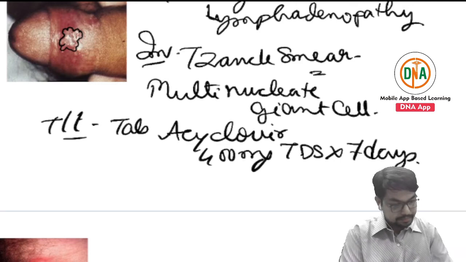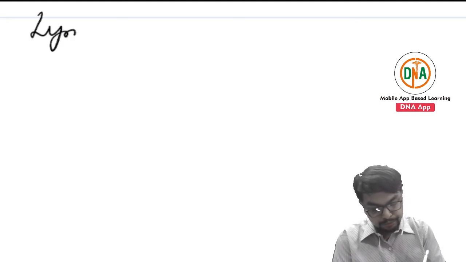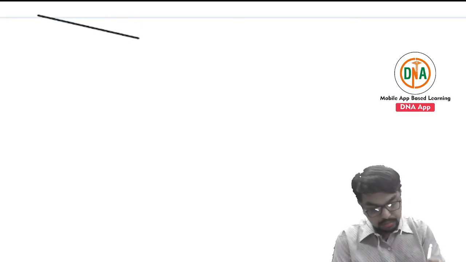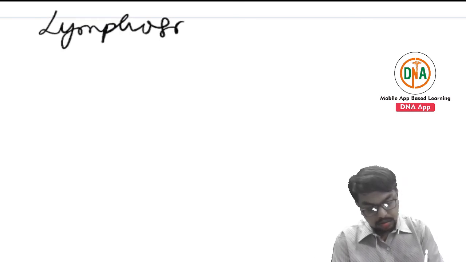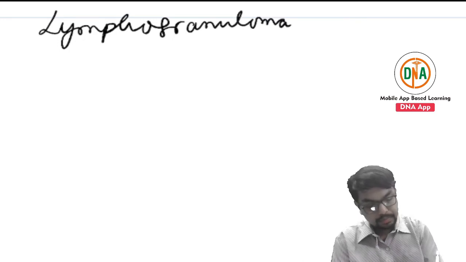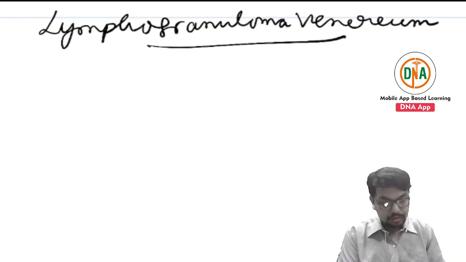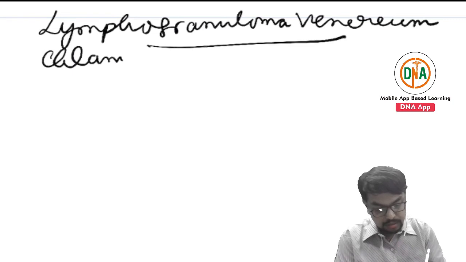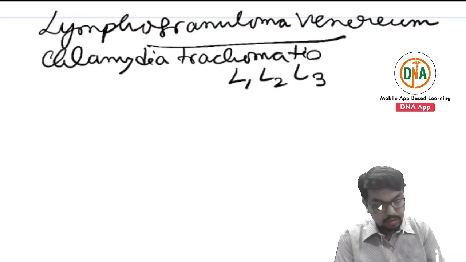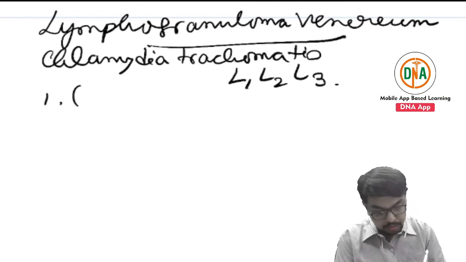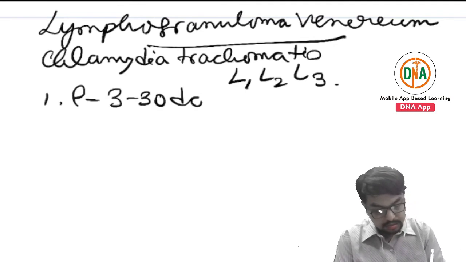Okay, next is lymphogranuloma venereum. What is the causative organism here? The causative organism is Chlamydia trachomatis serovar L1, L2, L3. Here the incubation period is 3 to 30 days.